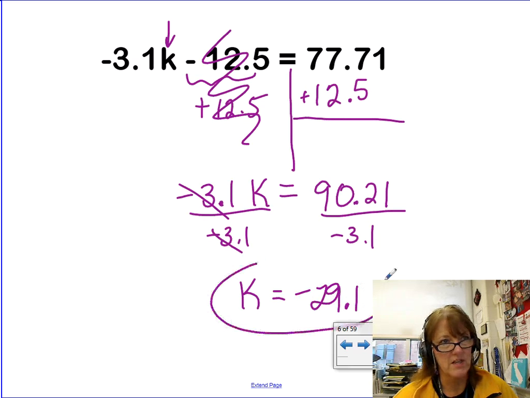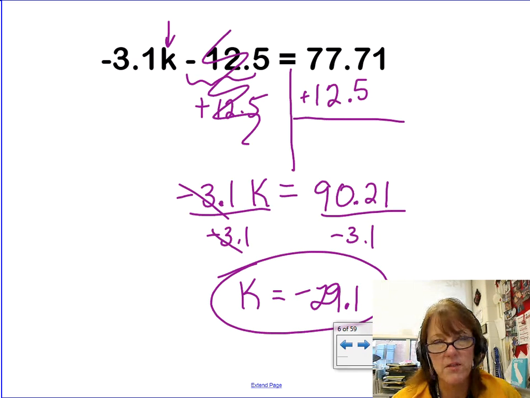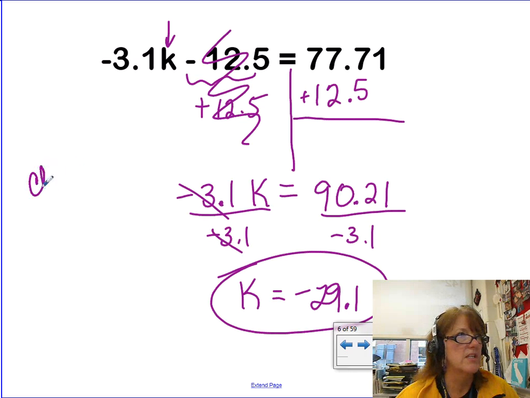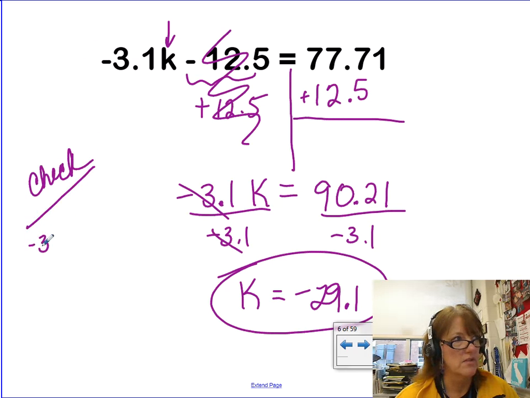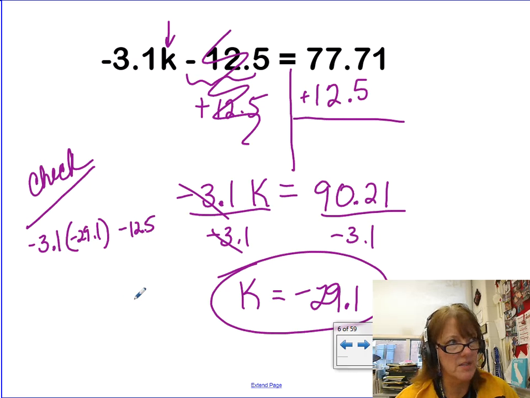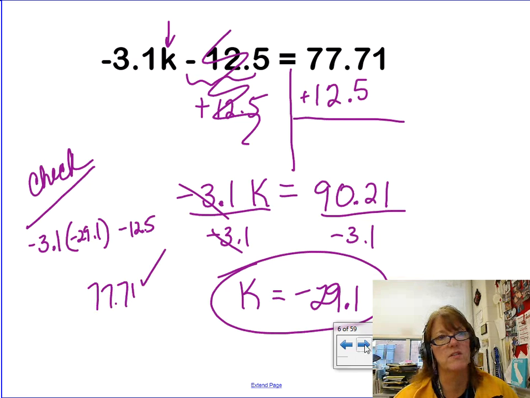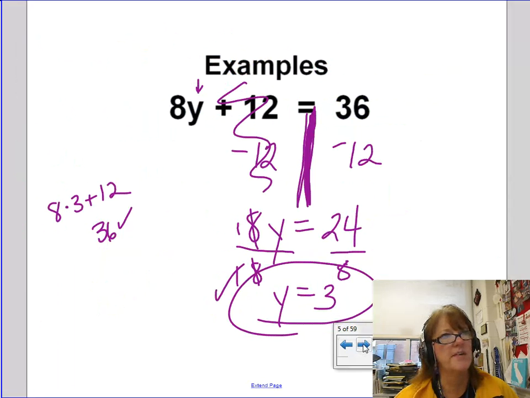Now, how can I be absolutely certain that's correct? You need to grab that calculator and check it. Here's my original problem. -3 and 1/10 times whatever k is, which I'm saying is -29 and 1/10, and then I'm going to subtract 12.5 more. Plug all this in, and you should end up with 77 and 71/100ths. Whew, it worked.